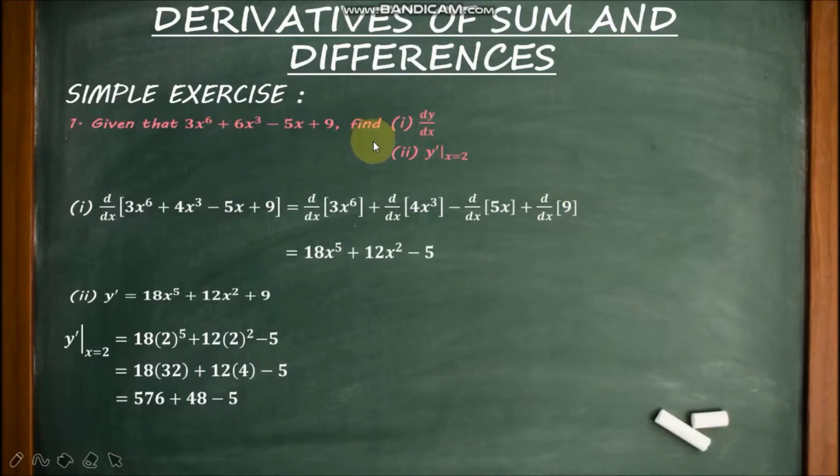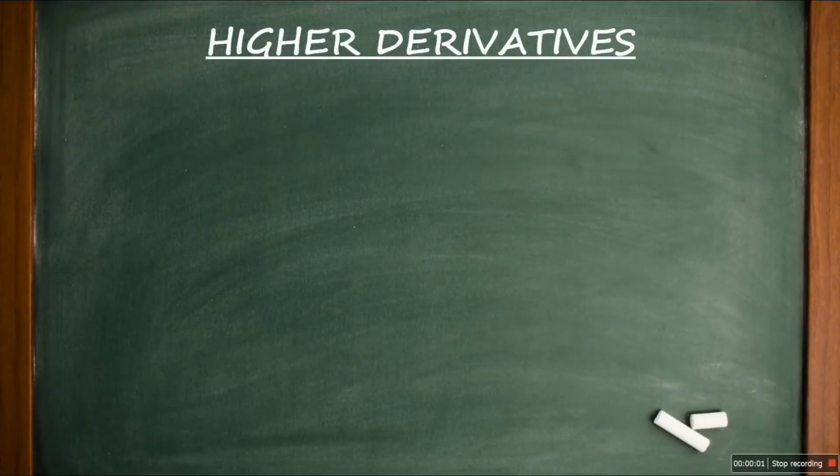For the next question, we need to find the value of y prime when x is equal to 2. So we are using the equation that we already found. Then substitute the value of x, which is 2. Then we can get the answer 619. Okay, now I'm going to teach about higher derivatives.